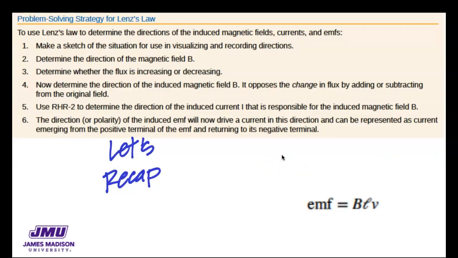So to recap, this slide, which I will make sure is in your notes, has some problem-solving strategies. This is directly out of the OpenStax textbook, and we've introduced one new equation, which is that when we are inducing a current by moving a part of a loop through a magnetic field, as in the example we just did, the magnitude of the EMF is equal to BLV, where B is the magnetic field, L is the length of the moving piece of conducting material, and V is the speed at which the conducting material is moving.